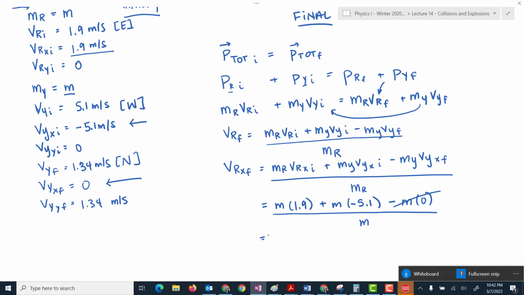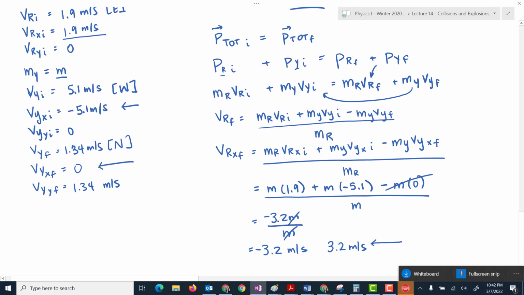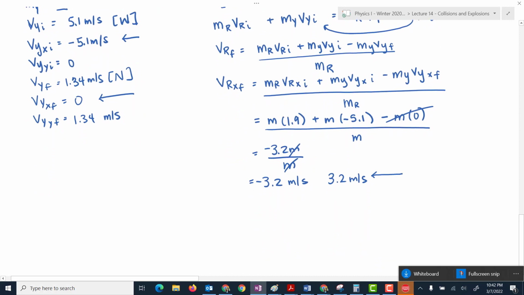Okay, I'm going to type this up. 1.9 minus 5.1, and I get negative 3.2 m on the top, and on the bottom I have m, so my m's cancel out, and I just get negative 3.2. So that's the velocity of the red ball in the x direction, in meters per second. So that means 3.2 meters per second. It's in the x direction, but it's negative, so it's going west. Okay, so let's do the same thing, but now with the y direction.